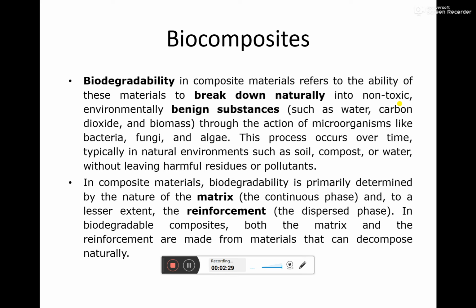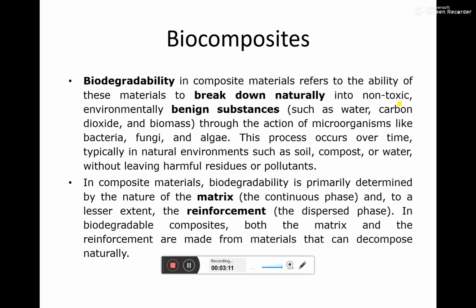If we are using synthetic composite materials like carbon or glass fiber composites, we cannot break them down into water, carbon dioxide, or biomass. It will take so many years to decompose such synthetic fibers. For that, we are going to use biocomposite materials.